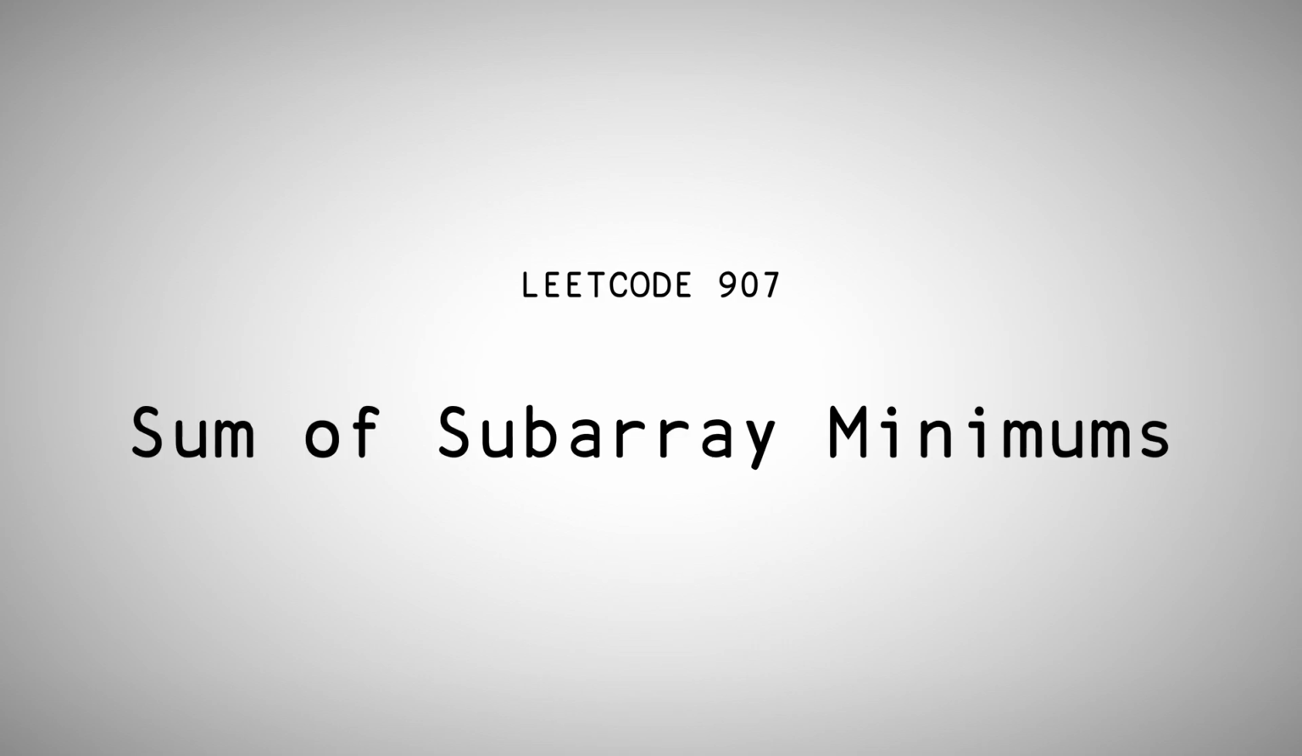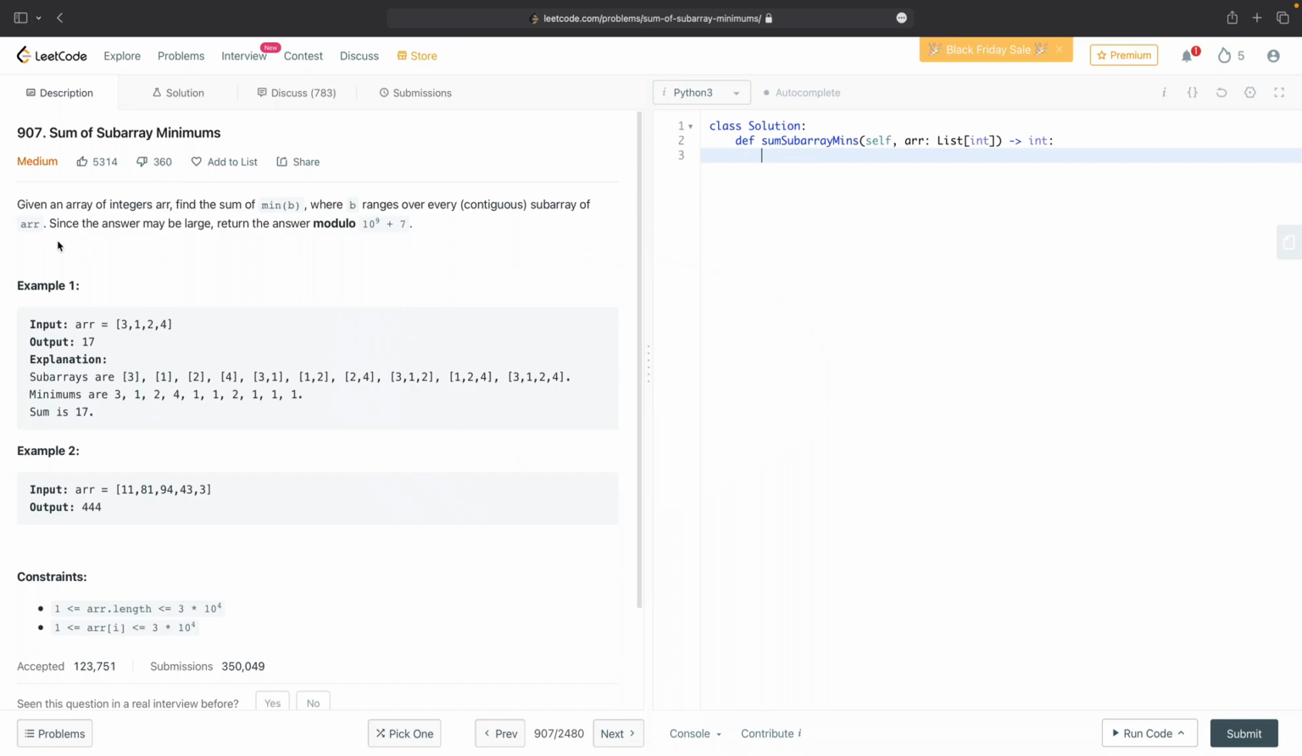Today we are doing the sum of subarray minimums problem. Given an array of integers r, find the sum of min b where b ranges over every contiguous subarray of r. Since the answer may be large, return the answer modulo 10 to the 9 plus 7. So if we have 3, 1, 2, 4, the output is 17.